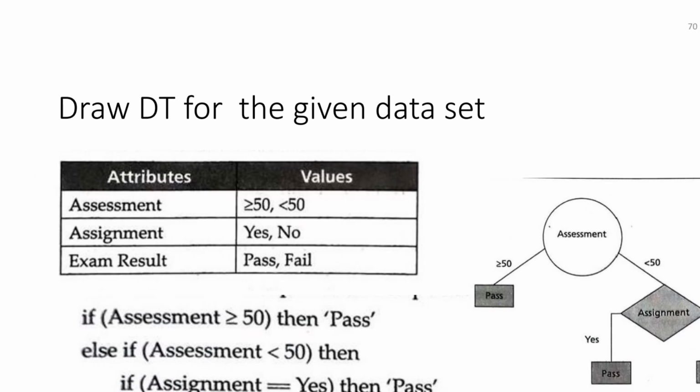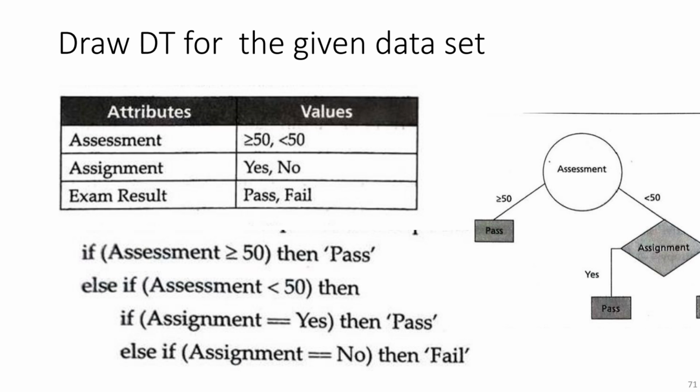Let us take one simple example. You are given a table where the attributes are assessment, assignment, and exam results. For assessment, the mark is greater than or equal to 50, or less than 50. If the assessment mark is less than 50, then you check the assignment. If submitted, then pass; otherwise, fail. This is the rule. If the assessment mark is greater than 50, you declare the student as pass. If the assessment mark is less than 50, then check the assignment. If submitted, declare pass, otherwise fail.